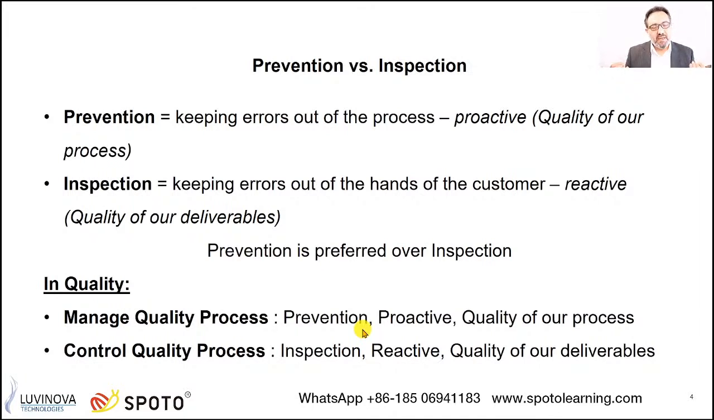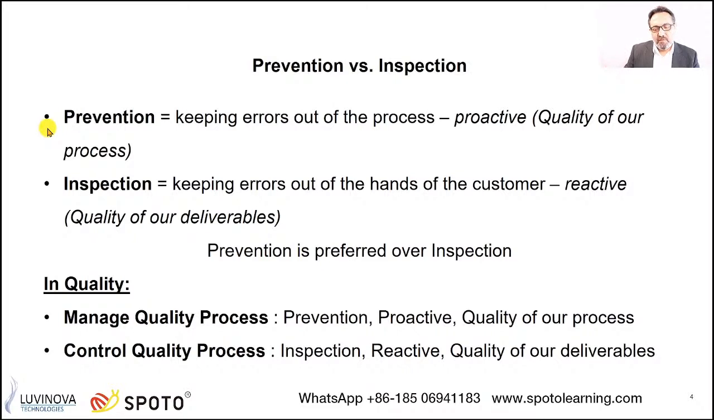And this is the meaning of prevention versus inspection. So we have two terms so famous in quality, which are prevention versus inspection. Prevention is keeping errors out of the process. This is a proactive approach to prevent having any errors later in our deliverables.